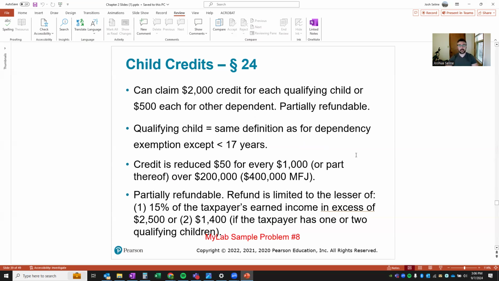Qualifying child has the same definition as for the dependency exemption. The credit is reduced by $50 for every $1,000 over $200,000. And for the partially refundable portion, the refund is limited to the lesser of 15% of the taxpayer's earned income in excess of $2,500 or $1,400 if the taxpayer has one or two qualifying children.